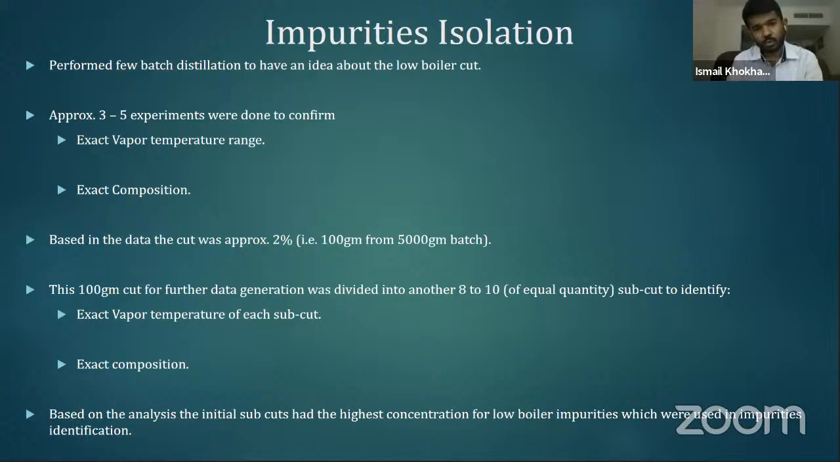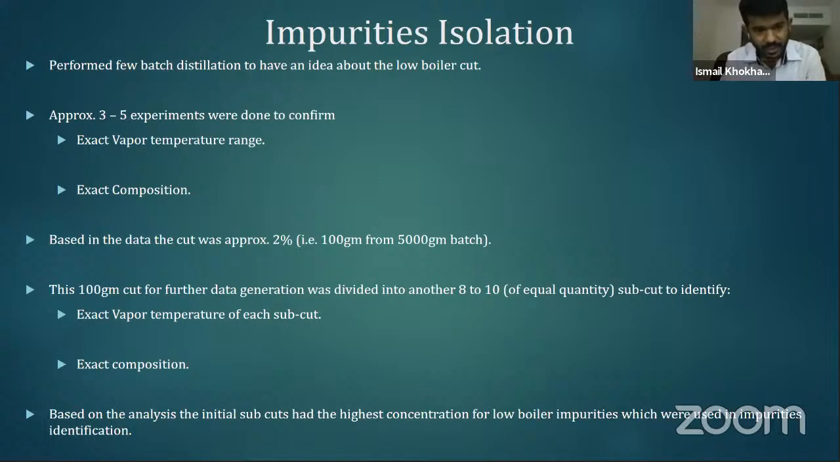So we performed a few batch distillations to have an idea on the low boiler cut. We did only the distillation to take the first cut out. Then the distillation was stopped, because the primary concern now was the isolation of these impurities, so that you avoid the loss of the product.